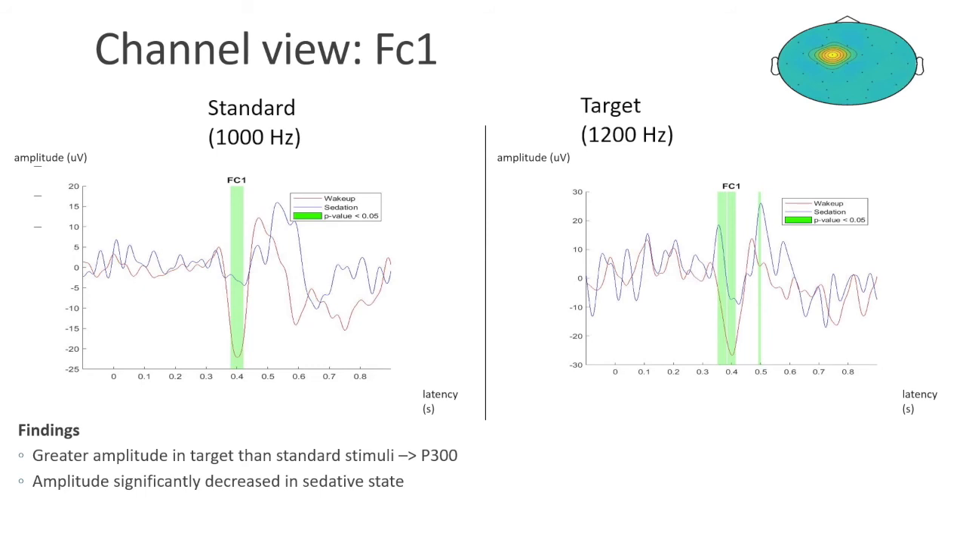Red lines in each graph represent ERP in the arousal state. The blue line represents ERP in the sedative state. Statistically significant differences between the awake and sedative states are shown in green boxes. Red dotted lines were used to emphasize the P300 difference between arousal and sedative state. As shown in this figure, the amplitude was significantly decreased in the sedative state.